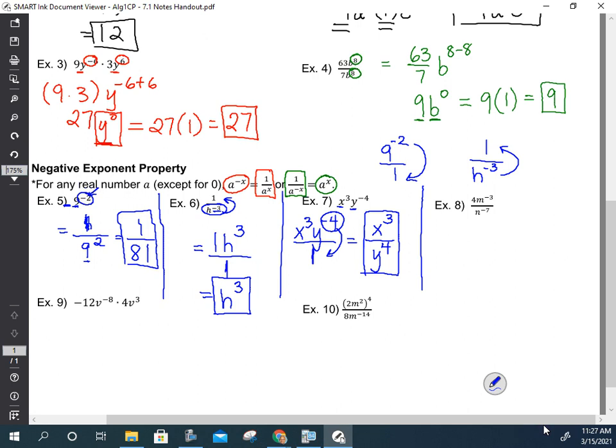All right, so example 8. What has a negative exponent? You have to identify it before you solve it. I see an m has one. So m is raised to the negative 3 power, and n is raised to the negative 7 power. You have two negative exponents.